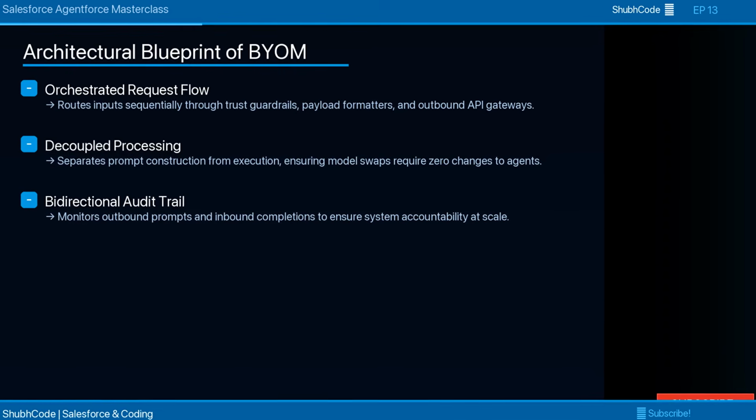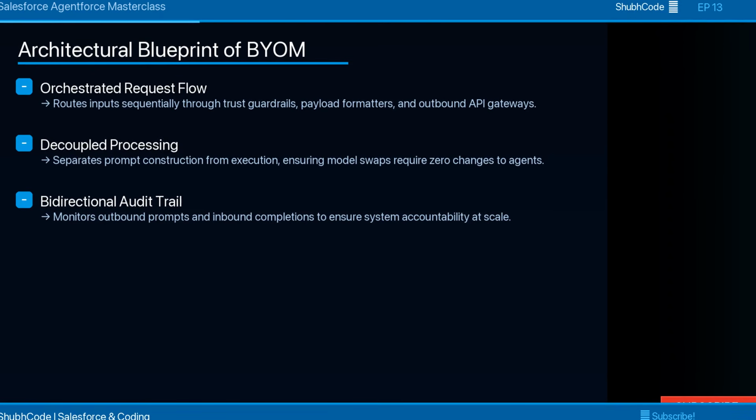To truly appreciate BYOM, we need to look at the architectural flow of a single prompt request. When an autonomous agent decides it needs a custom LLM, it doesn't just call an API directly. Instead, the prompt passes through the Einstein trust layer first, then hits Model Builder, which acts as the routing engine. From there, Model Builder formats the request, wraps it in secure credentials, and fires it over to your external model provider. The response flows back along the same secure highway, getting audited before reaching the user.